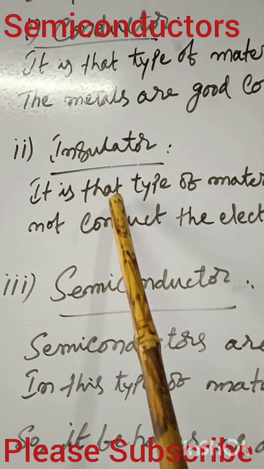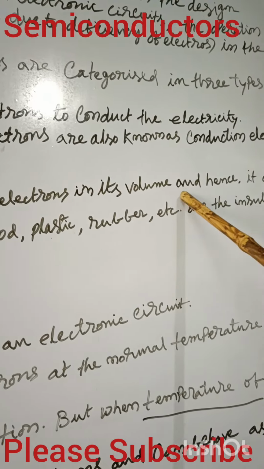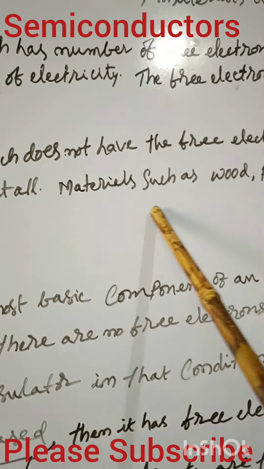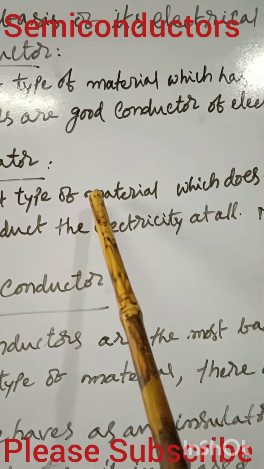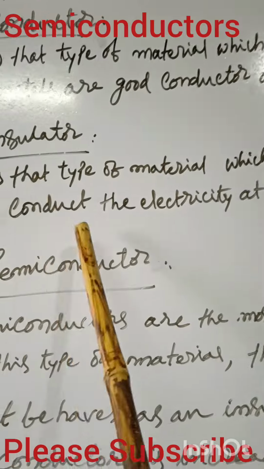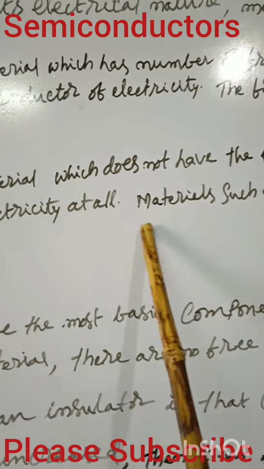An insulator is a type of material which doesn't have free electrons in the valence band, and hence it doesn't conduct electricity at all. Materials such as wood, plastic, rubber, etc. are insulators. They don't have loose electrons in the valence band. That's why they behave as insulators. They don't allow current electricity to pass through.